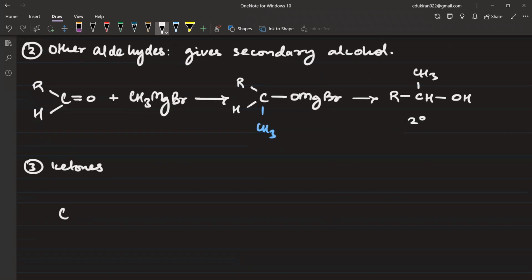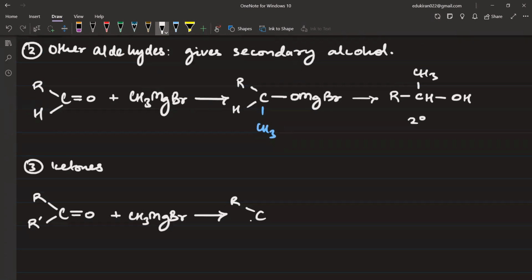Now, what is a ketone? Ketone is nothing but C double bond O as it is, and two R groups. Let me write R dash, and here let me write R group, plus CH3MgBr. Instead of CH3MgBr, there can be other things also. So we have carbon with R and R dash, and CH3 gets attached here, with OMgBr.